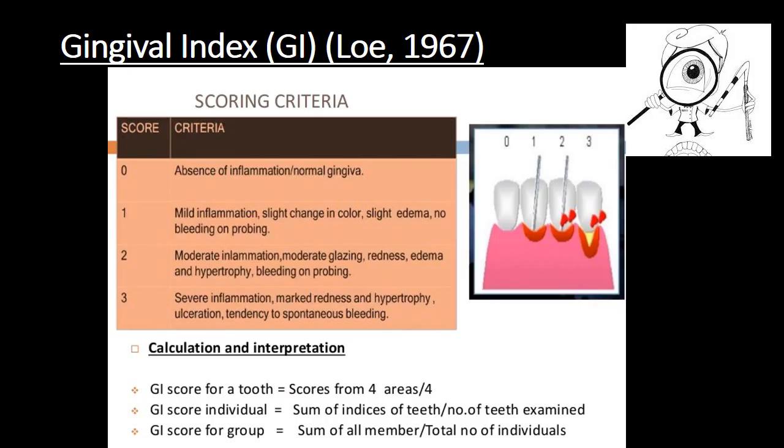Gingival index. According to Loe and Silness 1967, the scoring criteria involve four scores: 0, 1, 2, 3. For 0, there is absence of inflammation and normal gingiva. For score 1, there is mild inflammation, slight change in color, slight edema, no bleeding on probing. For score 2, there is moderate inflammation, moderate glazing, redness, edema, and hypertrophy, and bleeding on probing. For score 3, there is severe inflammation, marked redness and hypertrophy, ulceration, and tendency to spontaneous bleeding.